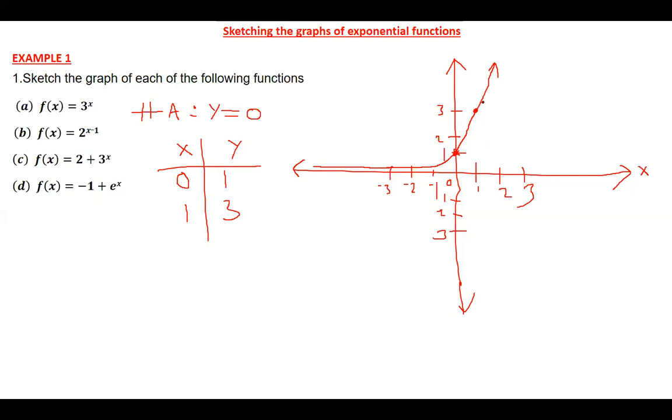You can even say this one is f(x) = 3^x. Here we also have to find the domain and the range. For the domain, we can plug in any real number and still have an answer. The range will always start from the horizontal asymptote up to infinity. That is the range.